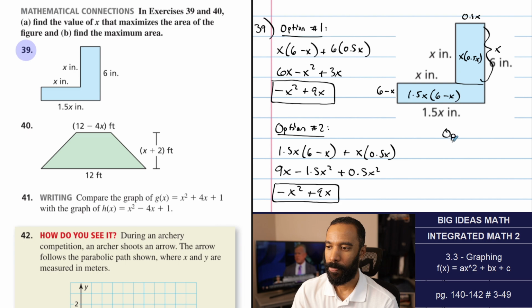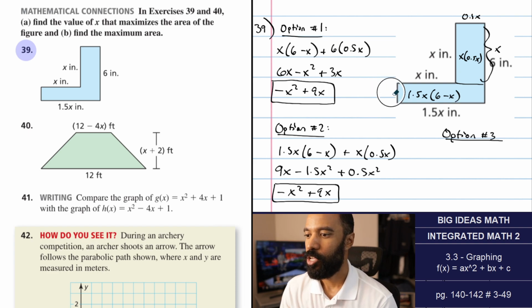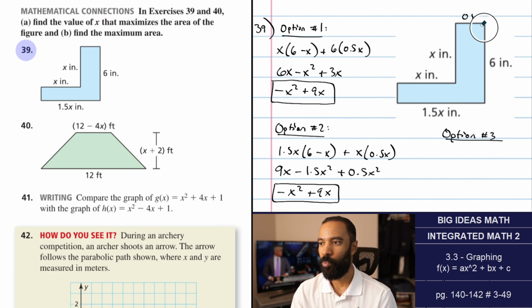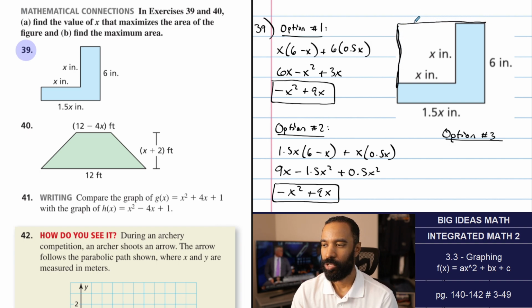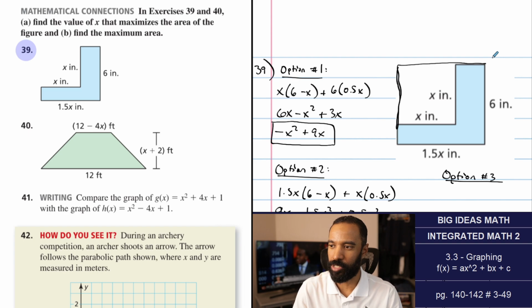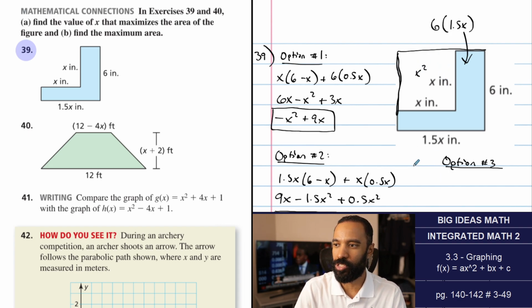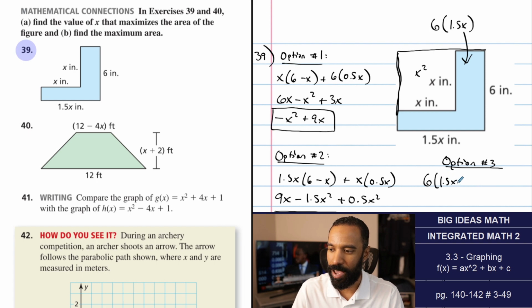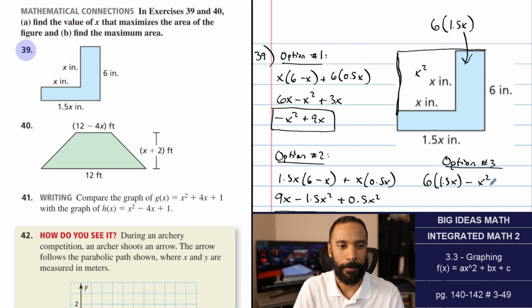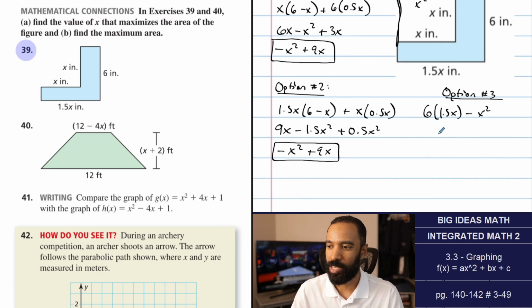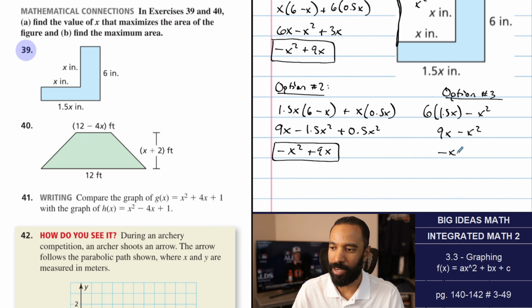Option three, to get the same thing, the one that I kind of like the most now that I saw it. Option three is you take the area of what would have been the entire thing, this entire guy here, which is 6 times 1.5x, and then this guy's x squared. So we're going to do 6 times 1.5x minus x squared, just like that, because that was x times x right here. 6 times 1.5 is 9x, so you get 9x minus x squared, or negative x squared plus 9x.